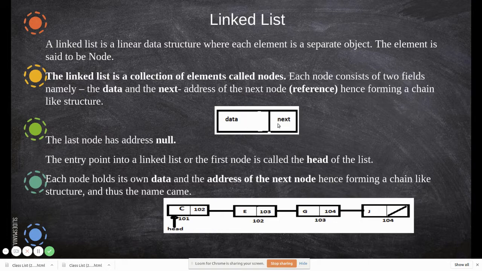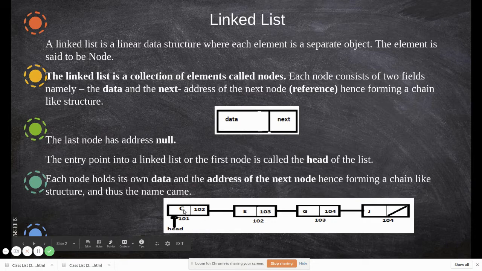One is the data field and another one is the next field, where next is nothing but it stores the memory location of another structure which is of the same type. Say, for example, they are of the same type. This is one node, this is another node, and this is another node, and so on.